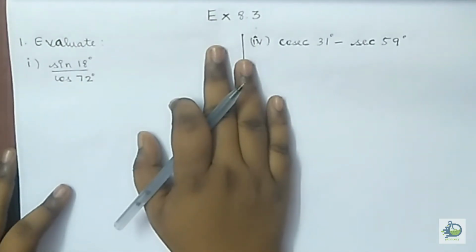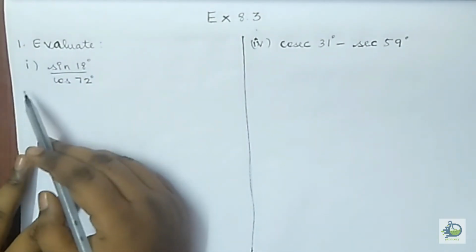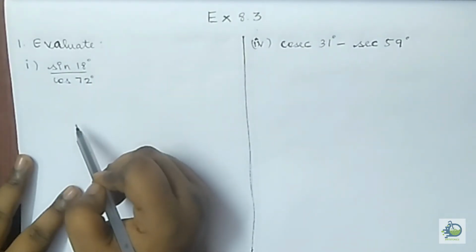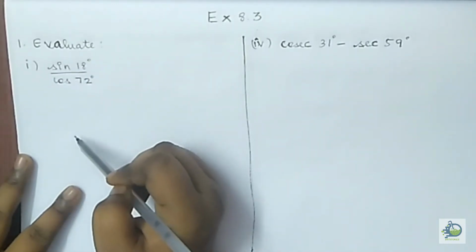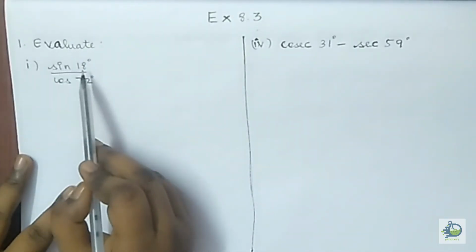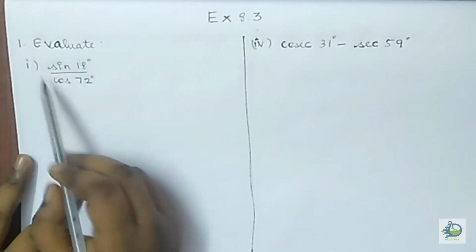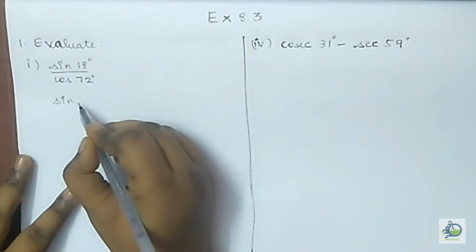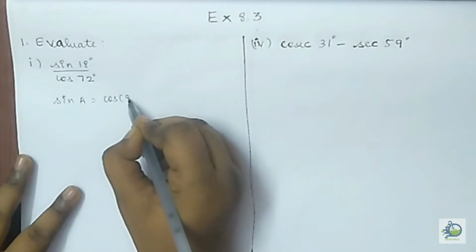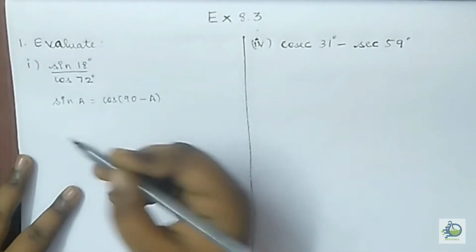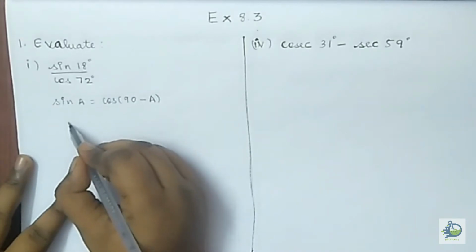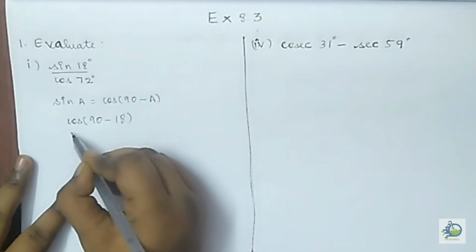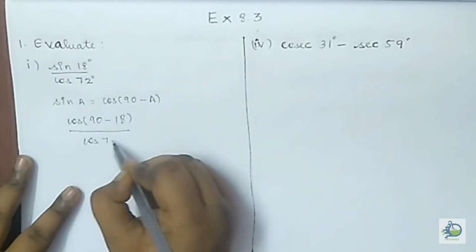Let's start exercise 8.3. Now I am going to do the first sum, first subdivision. Sin 18 degrees divided by cos 72 degrees. Now we have to evaluate this. In this, you see it is written as sin 18 degrees in the numerator. So based on the formula we learnt before, we can write sin A as cos 90 minus A. So this sin 18 degrees can be written as cos 90 minus 18 divided by cos 72.